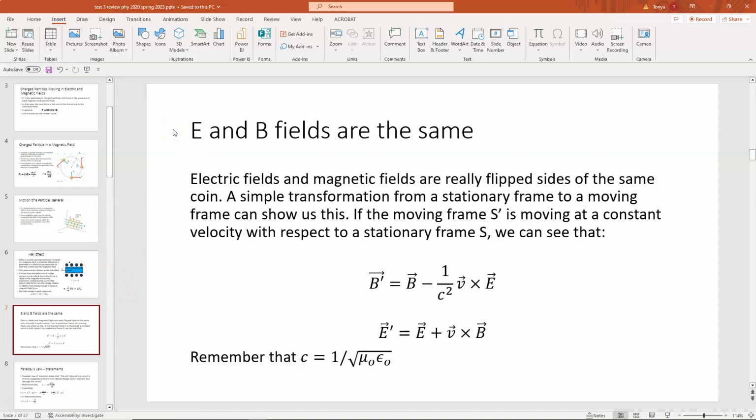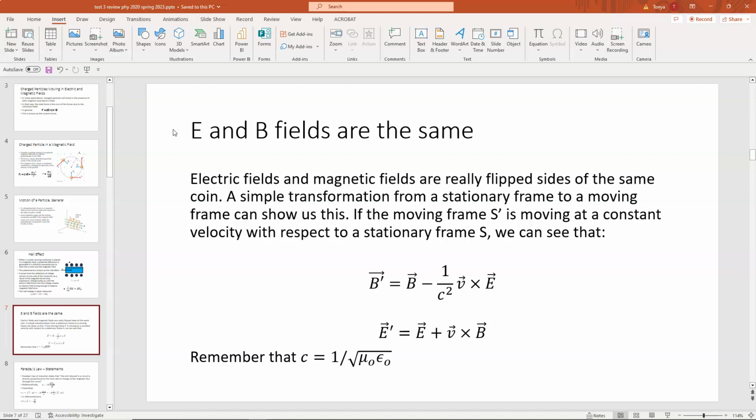Okay, we talked about the transformation of electromagnetic fields due to the motion of frames. So remember that we said that electric fields and magnetic fields are really flip sides of the same coin, because you can just do a simple transformation from a stationary frame to a moving frame, and you can transform an electric field into a magnetic field and vice versa. So let's take our moving frame to be the prime frame, S prime, and it's moving at a constant velocity V with respect to the stationary frame. We call our stationary frame S.